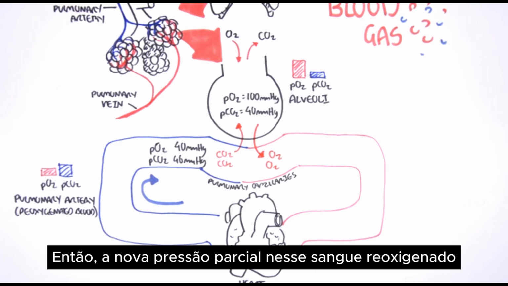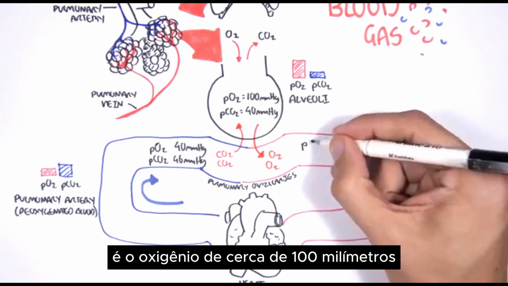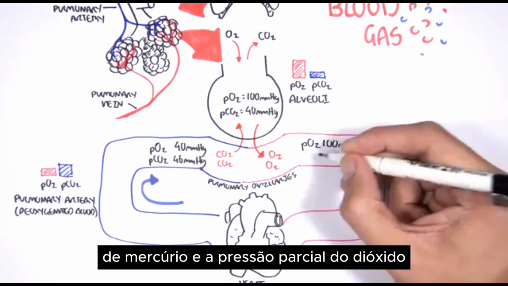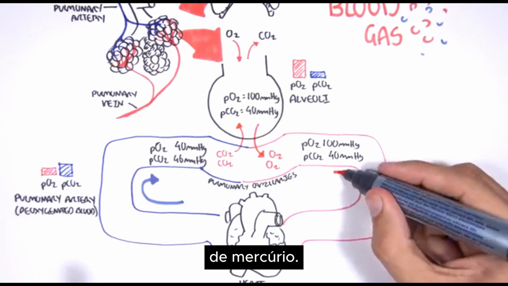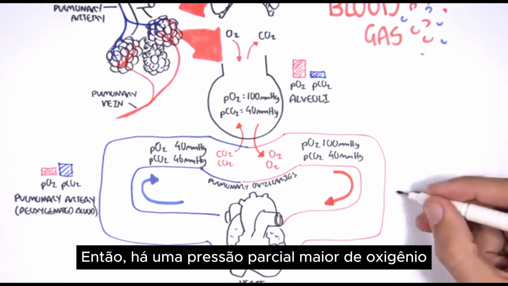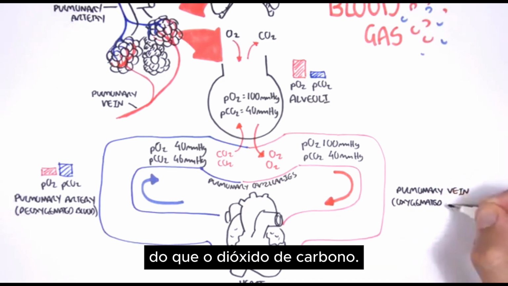So the new partial pressure in this reoxygenated blood is oxygen of about 100 millimeters mercury, and the partial pressure of carbon dioxide, which is now 40 millimeters mercury. So there is a higher partial pressure of oxygen than there is carbon dioxide.